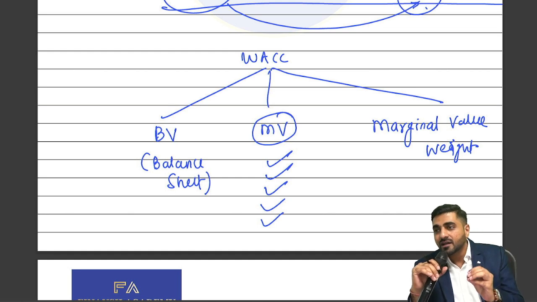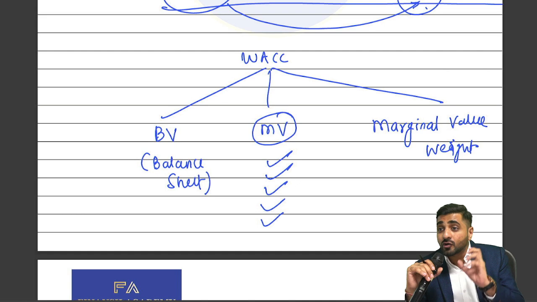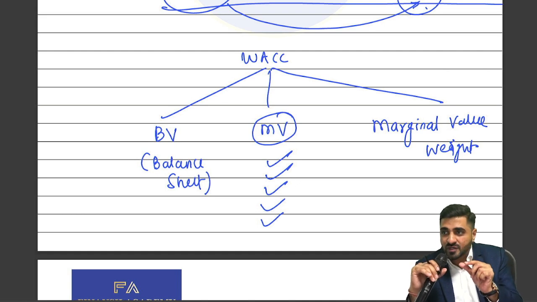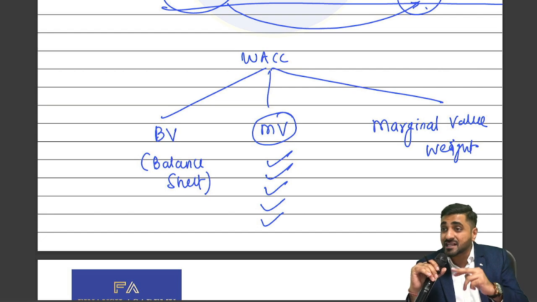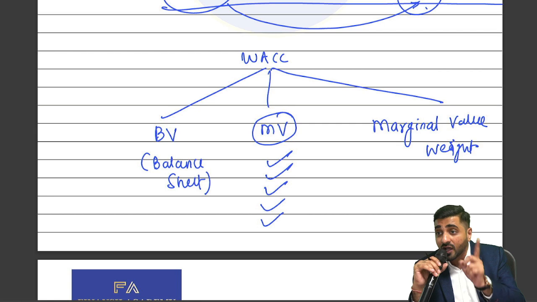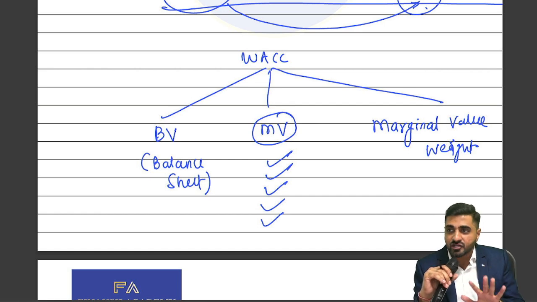And you know what? Whether it is book value or market value, the specific cost which we calculate, the KD, will it remain the same in book value weights as well as in market value weights? Yes or no? Yes, sir. KP, whatever we calculate, that will remain. The only difference is the valuation of weights.